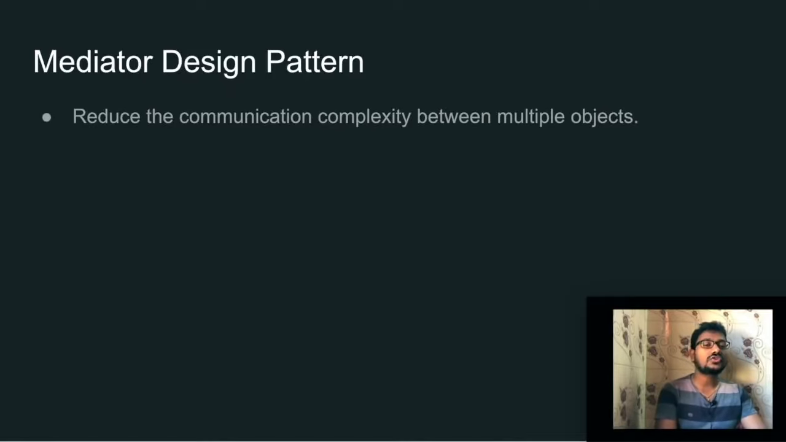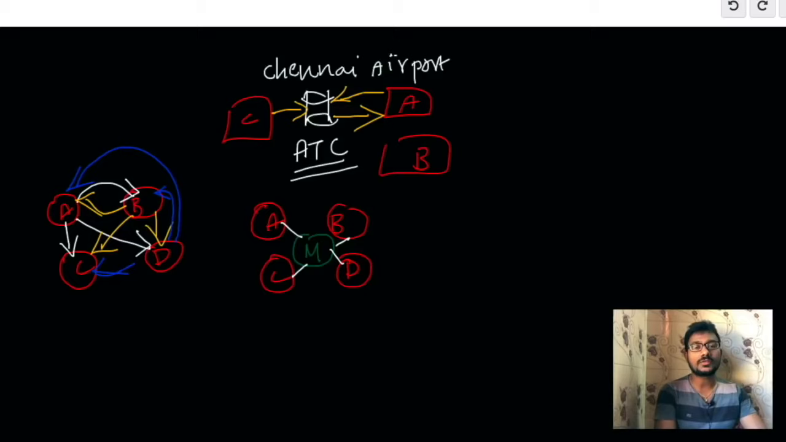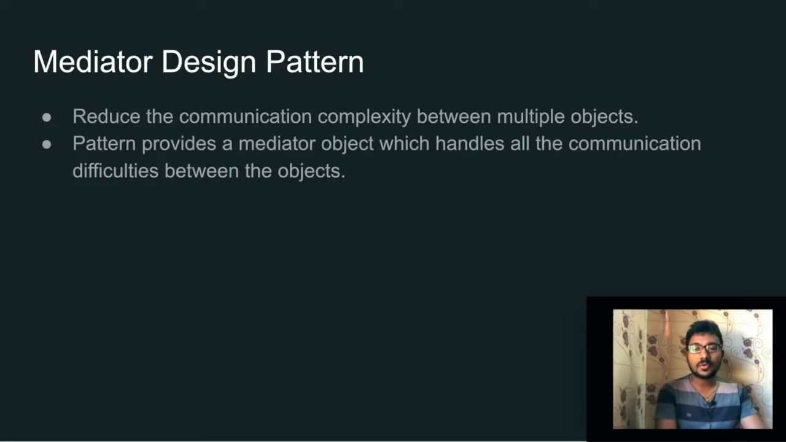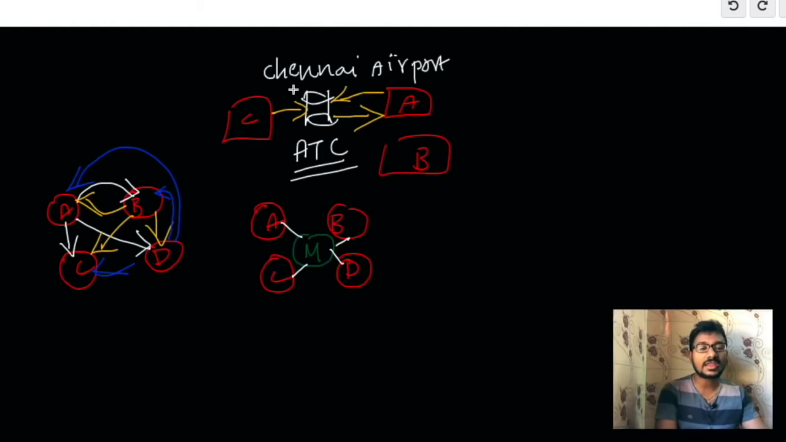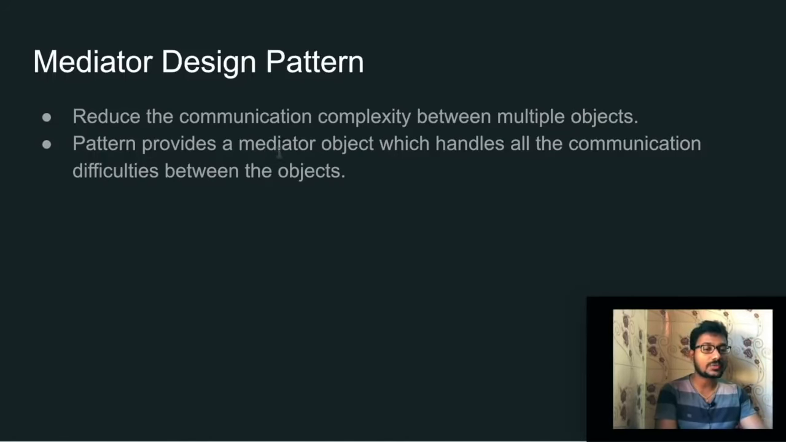The first point is to reduce the communication complexity between multiple objects. This is the scenario where multiple objects are trying to communicate with each other. If there are no mediator objects, then the situation would be very bad. Since there's a mediator object, the communication between multiple objects becomes simple. And the second point is the pattern provides a mediator object which handles all communication difficulties between objects. So we can relate that point with this example.